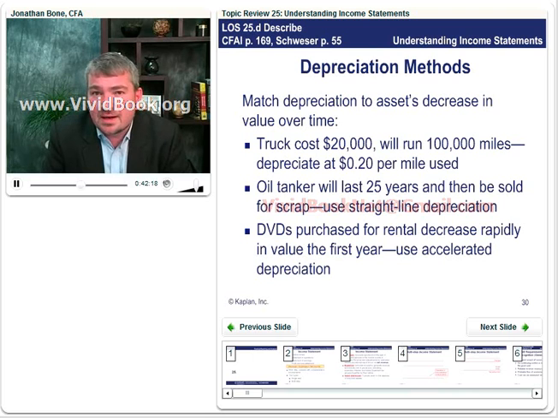You've got an oil tanker that will last for 25 years and then be sold for scrap, and we're going to use straight line depreciation. So we just take the cost minus its scrap value over 25, its estimated useful life, and that gives us our depreciation expense.